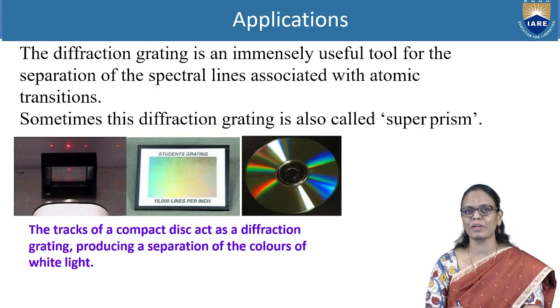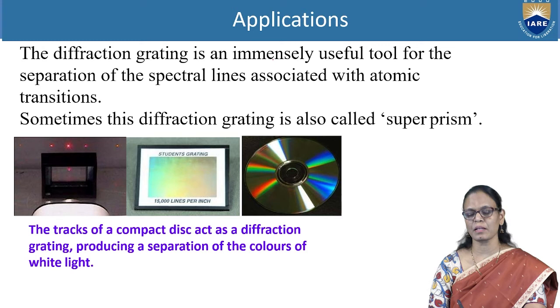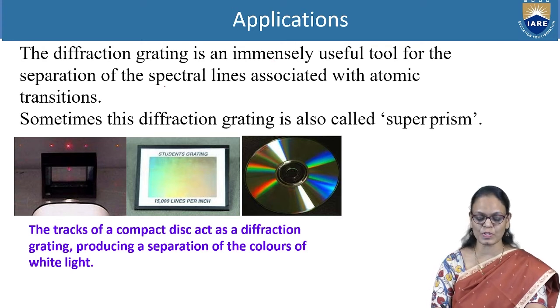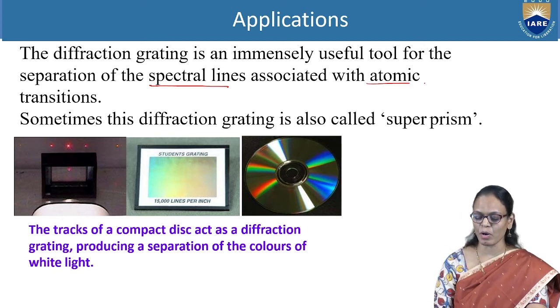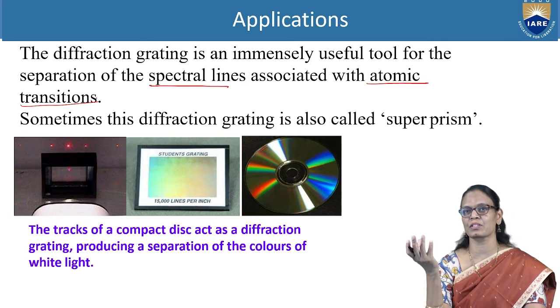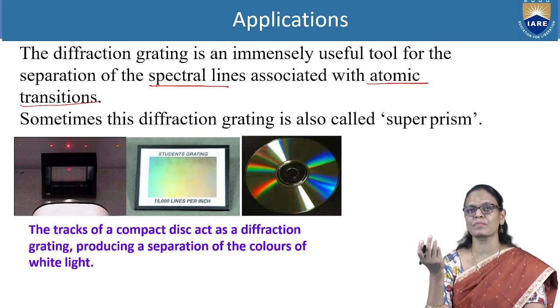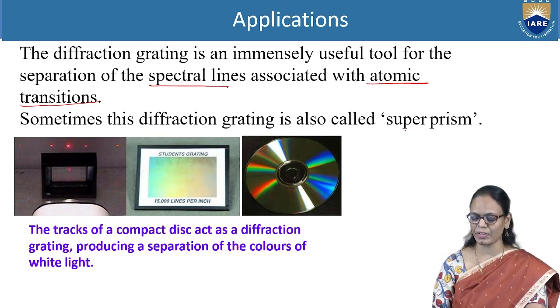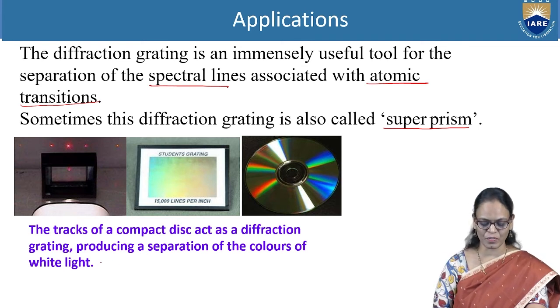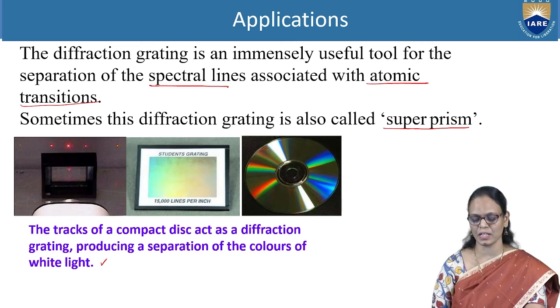So what are the applications? A diffraction grating is an immensely useful tool for the separation of spectral lines. When you have to separate the spectral lines associated with atomic transitions, whenever we study atomic structures and have to observe the spectral lines, we use a diffraction grating. Sometimes we also call this diffraction grating a super prism. Here, the tracks of a compact disc act as a diffraction grating, producing a separation of colors of white light. Whenever you rotate the disc, what you see are colors. That is due to the diffraction phenomenon.